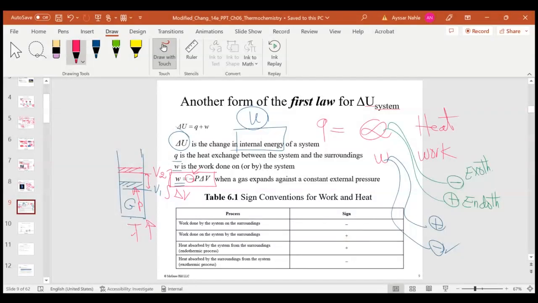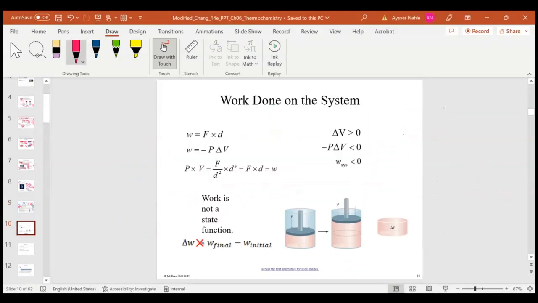Now, again, in here, what you can see are sign conventions for the work and the heat. The work done by the system is always negative. The work done on the system is positive. Endothermic reaction, that means the heat absorbed, it is positive. Q is positive, or Q is negative if the system is an exothermic reaction.